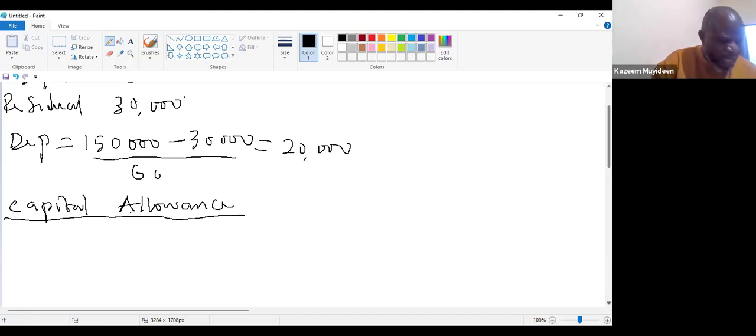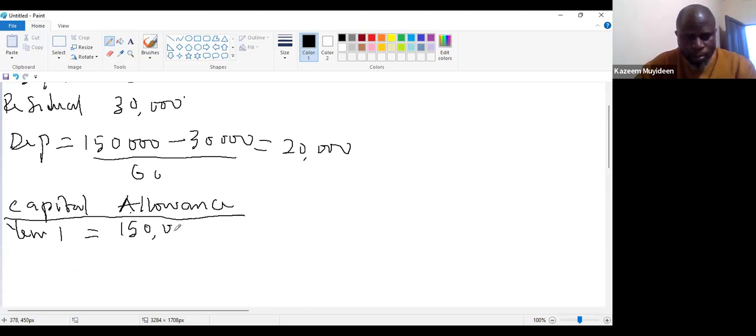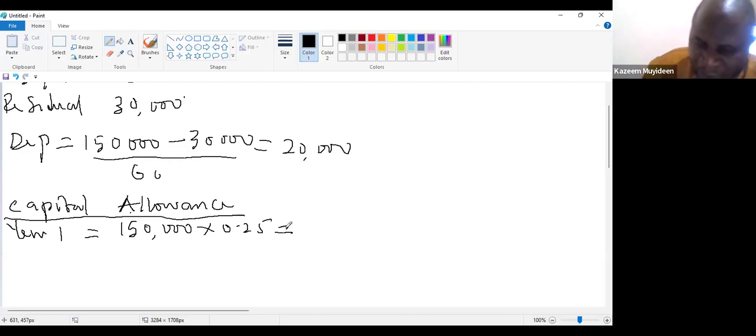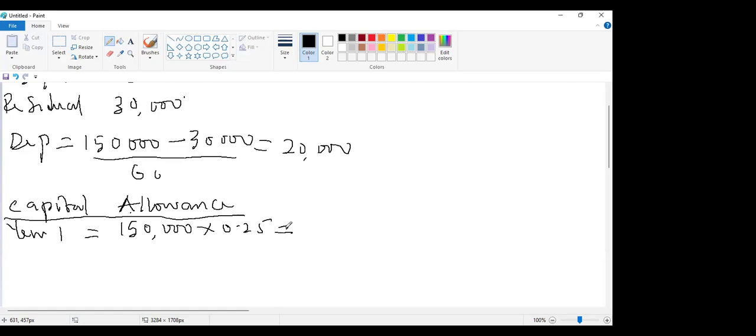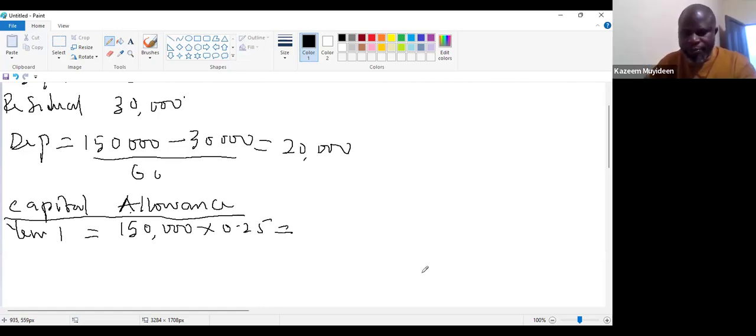According to the question, it says 25% on reducing balance basis. So for my year one capital allowance, I will say year one will now equal the cost of the asset, which is 150,000, times 0.25. If you look at 150,000 and 0.25, what does it give us? So 150,000 times 0.25 will give me 37,500. So for year one, I'm having 37,500.